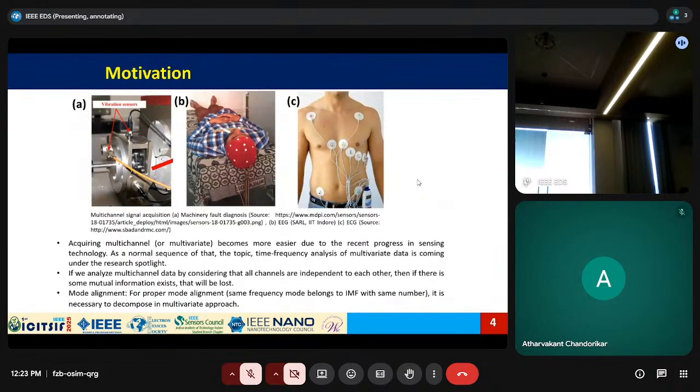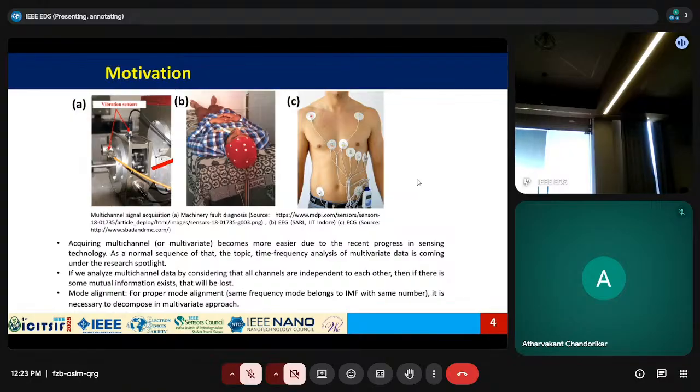There are many scenarios in real life where we have multi-channel data, and you can see three such scenarios in this slide. The first is gear fault diagnosis, where we use vibration data recorded using two sensors. Another application is EEG data recording, where we use an electrode cap, and the number of channels in the cap determines the number of EEG signals in the multi-channel data. The third is ECG recording, where we put leads on the chest, and the number of leads determines the number of channels in the multi-channel data.